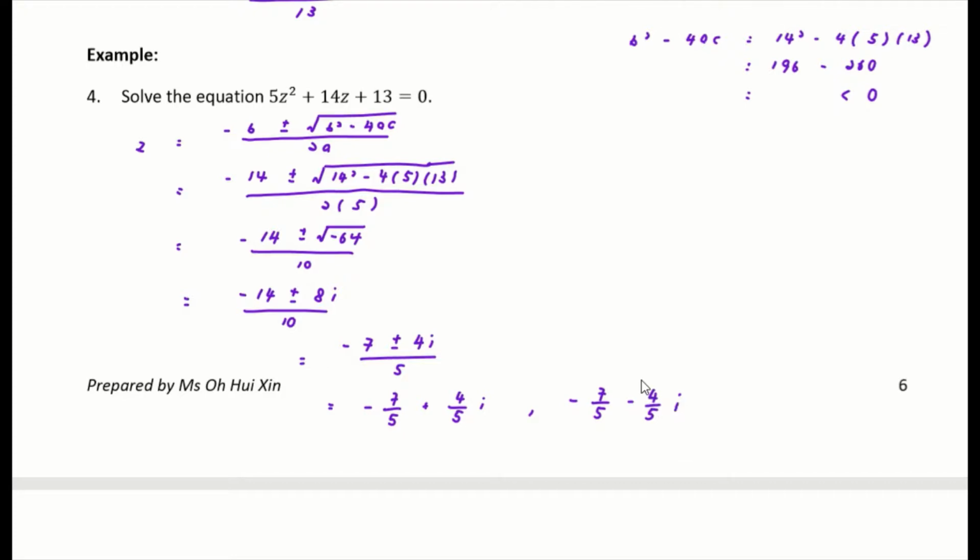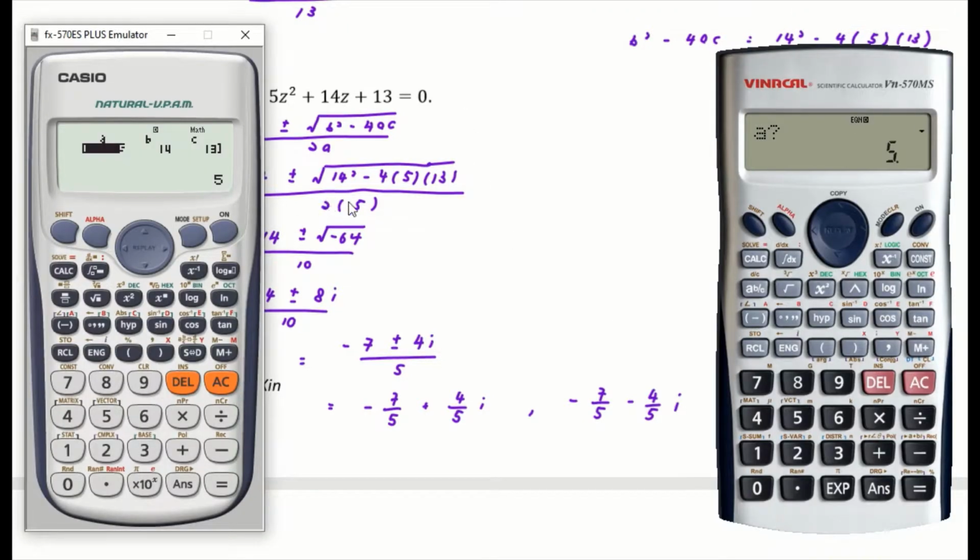Okay, so let me try to show you the calculator. Just want to show you that if you are using your Casio ES, I think for some of the equations you will be able to check them by using your calculator. So I already input everything beforehand, so you can actually get the answer in terms of complex numbers. You see this is our first answer, then this is our second answer. But if you are using Casio MS, I don't think the calculator can help you to do so, because the calculator will show you that you do not have any real value for this equation.